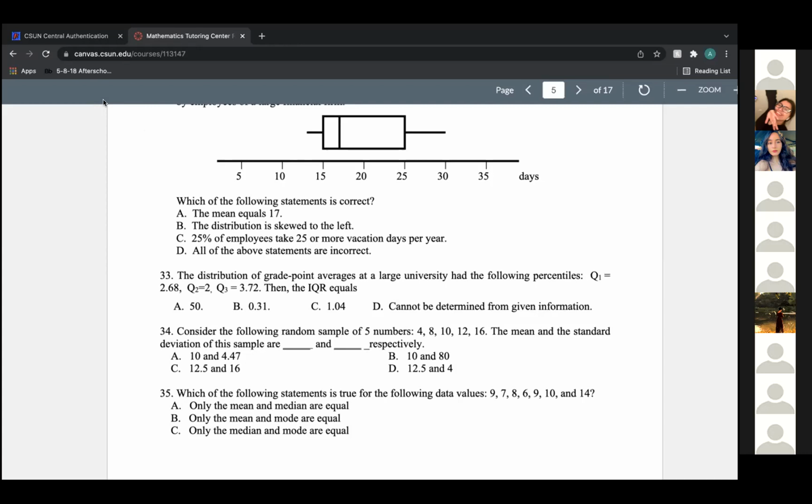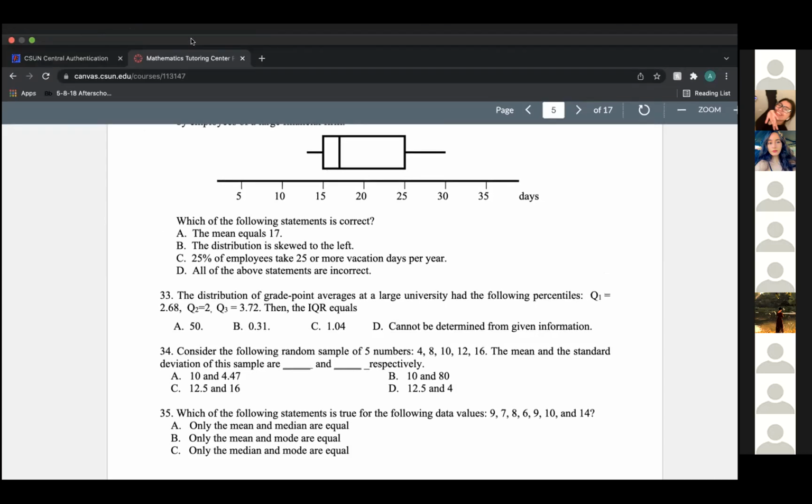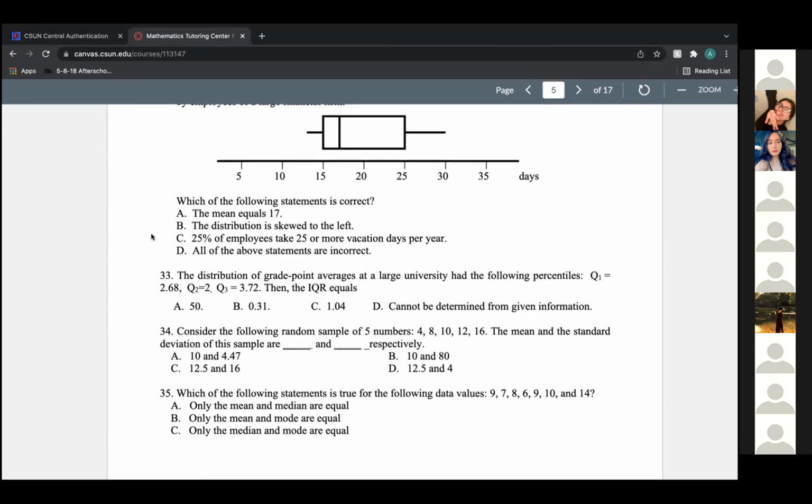33, the distribution of grade point average. Is a test going to be, you're asking me about the test? You really expect me to give you information about the final? Is that what you think is going to happen here? I just want to know if it's going to be like this or more calculator heavy. Well, I do know that there's a number of multiple choice questions and a number of free response questions. That's all I can tell you. Okay.